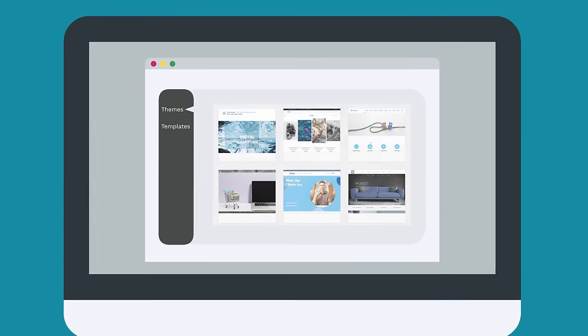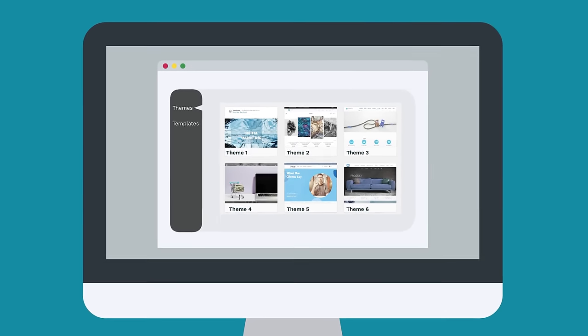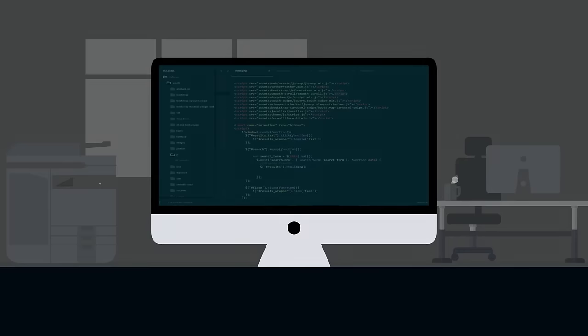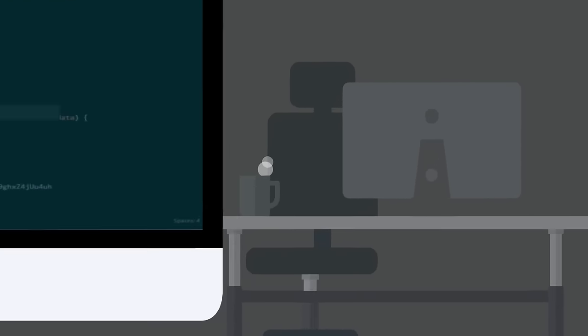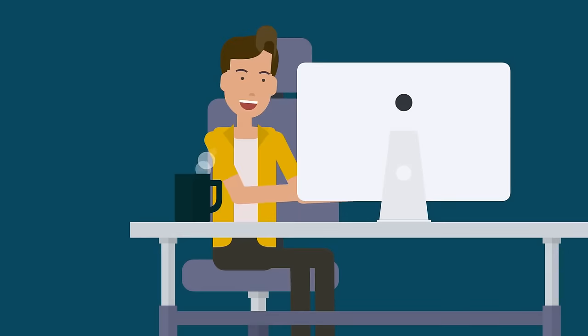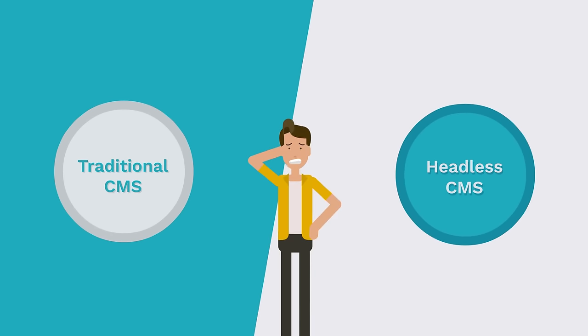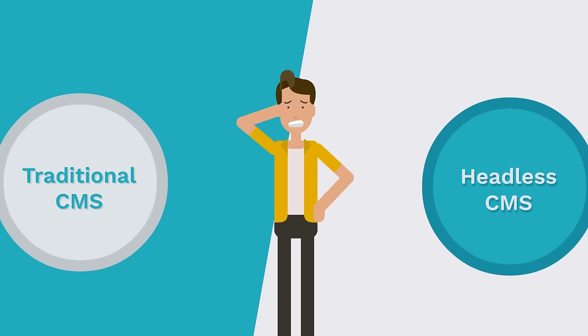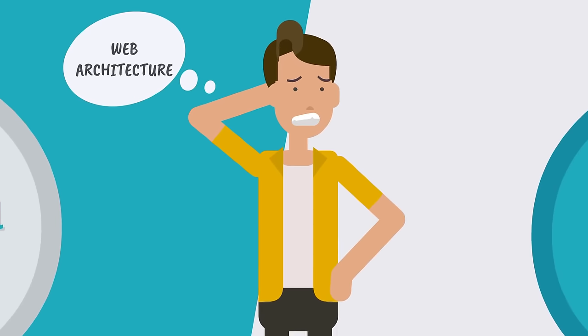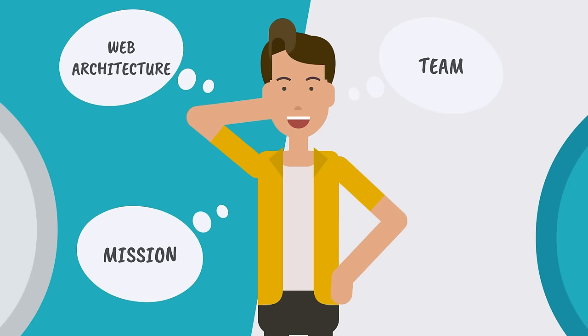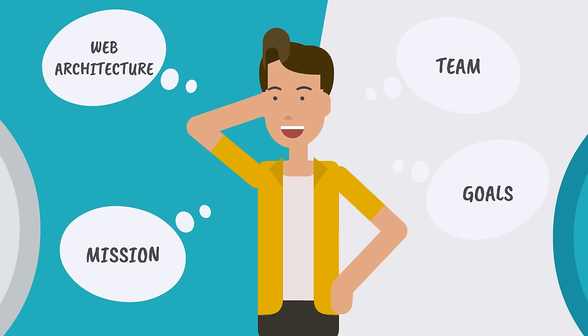The website creators can design the pages using a variety of existing themes and templates. A CMS eliminates the need to code, which allows non-technical people to edit and develop a website. There are two types of content management systems, traditional and headless. Deciding which one of these two approaches to choose depends on your website architecture, your team, your mission, and goals.